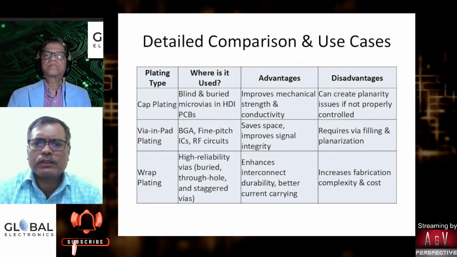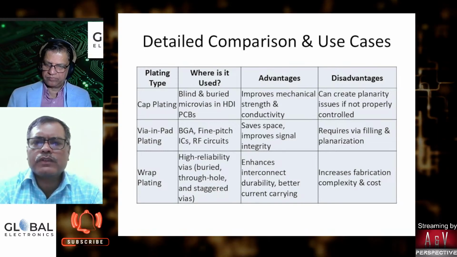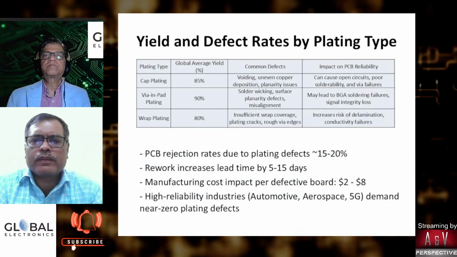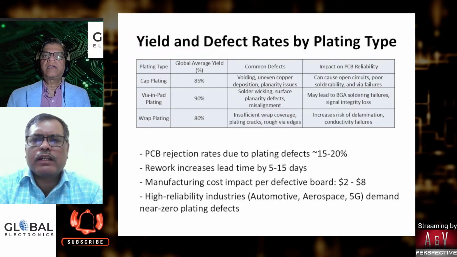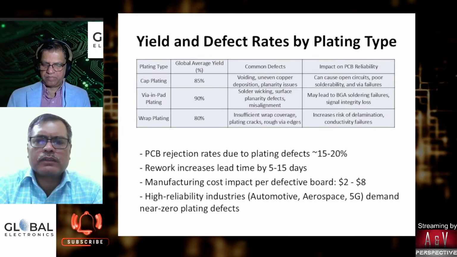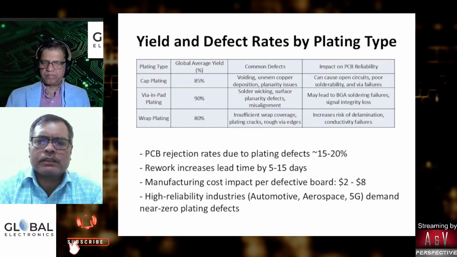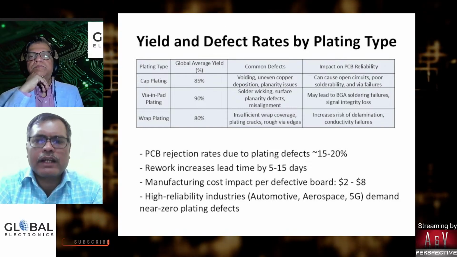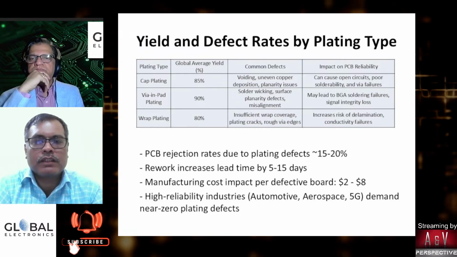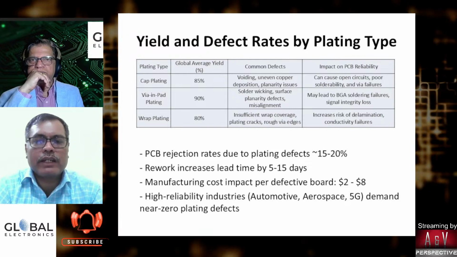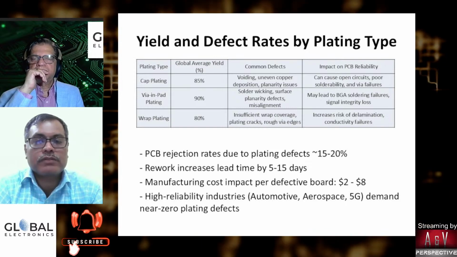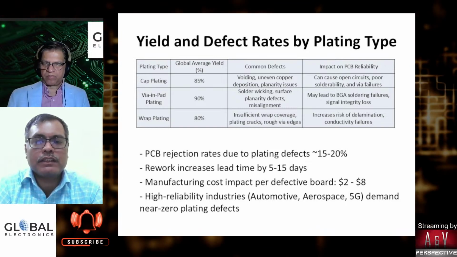You can go to slide number 6. If you see, yield and defect rate by plating type. Here, if we see the overall yield trend, cap plating has 85% yield, and via in pad is about 90%, and wrap plating is very difficult, so around 80% of the global average yield is what you can achieve.